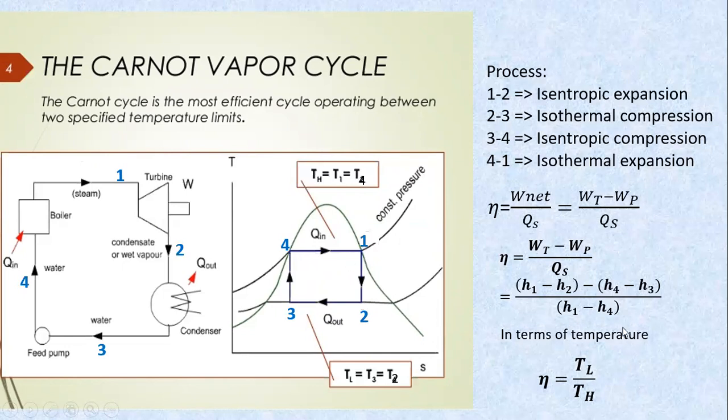After simplification and converting into terms of temperature, the efficiency is given by 1 minus TL by TH. TL is nothing but the lower temperature, that is the temperature in the condenser, and TH is the temperature in the boiler.